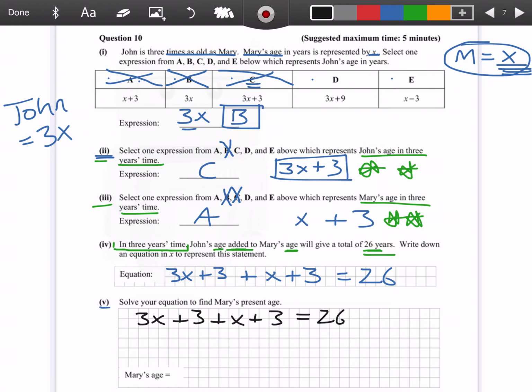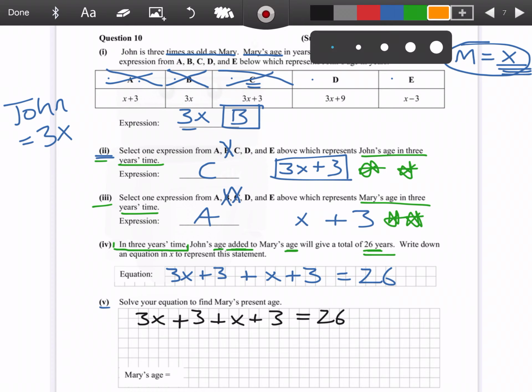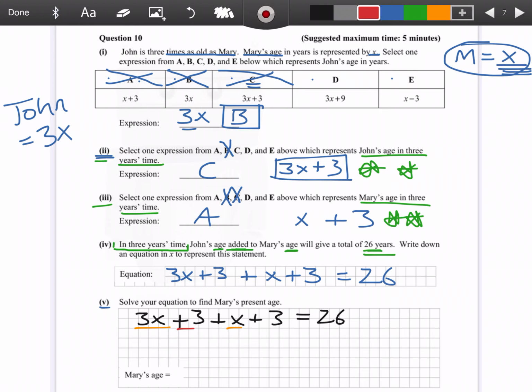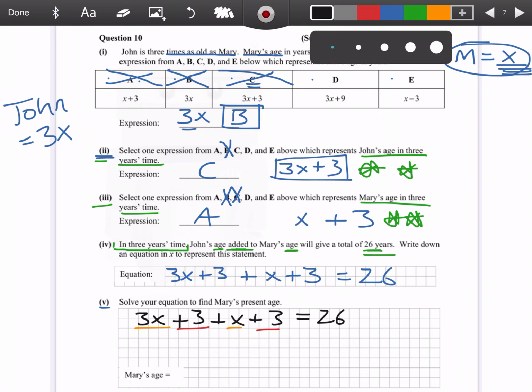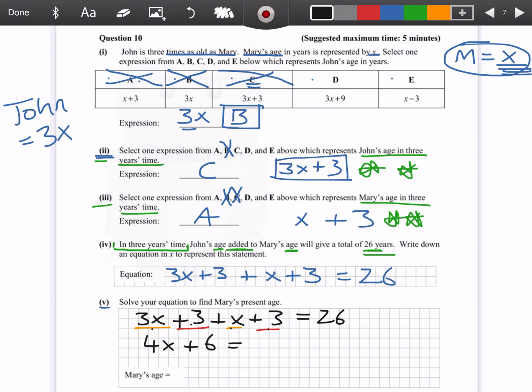Now you can see that I can tidy that up quite easily. I put my x's with my x's, I put my numbers with my numbers, okay? So I've got 3x plus x gives me 4x, and I've got 3 plus 3 gives me 6. So 4x plus 6 is equal to 26. And then I'm just going to solve that for x nice and simply.